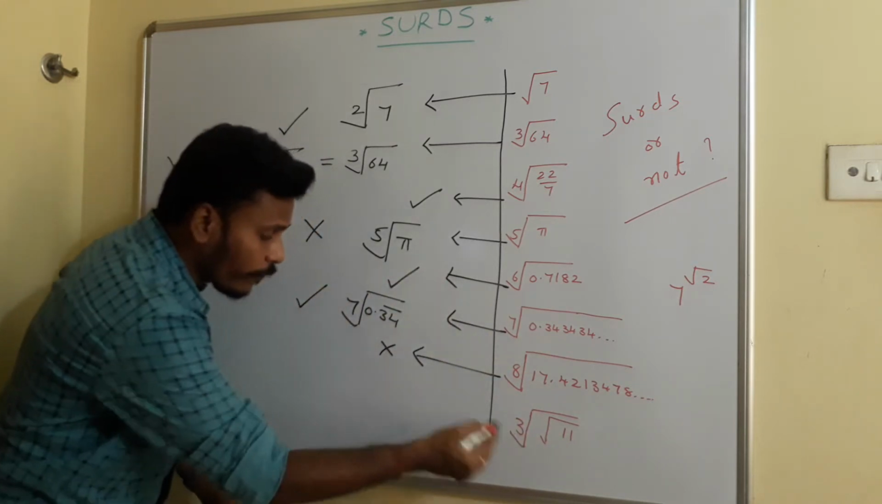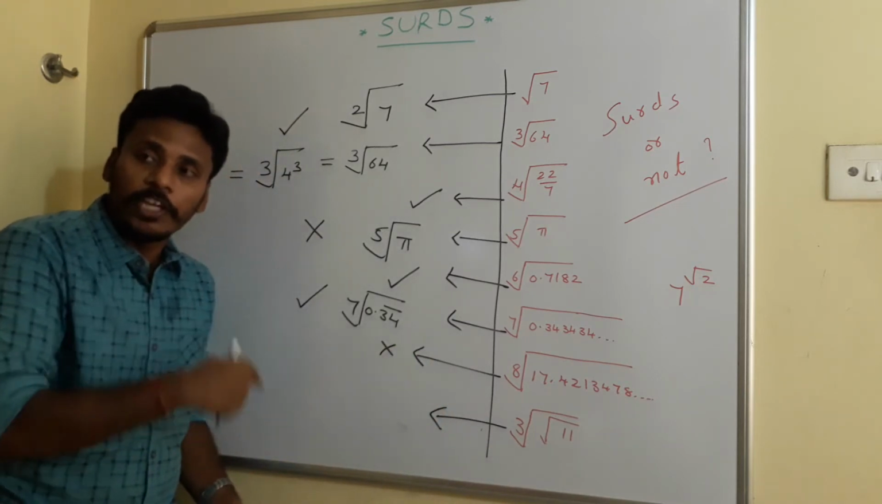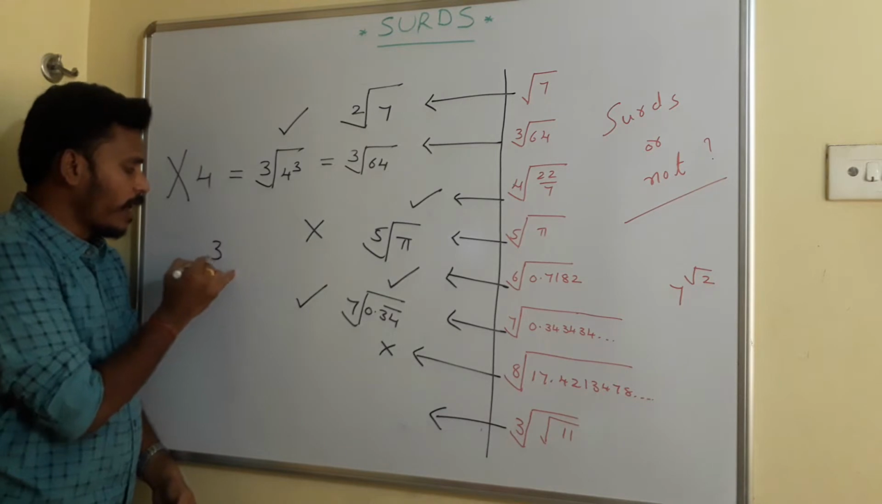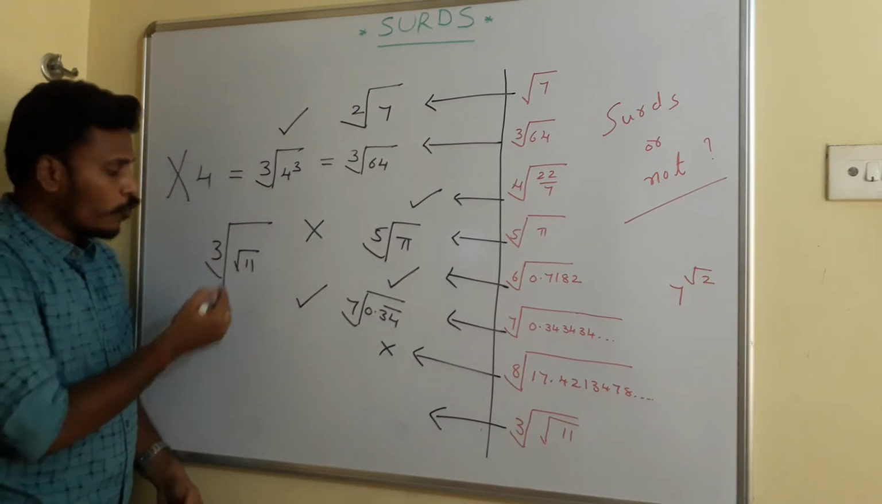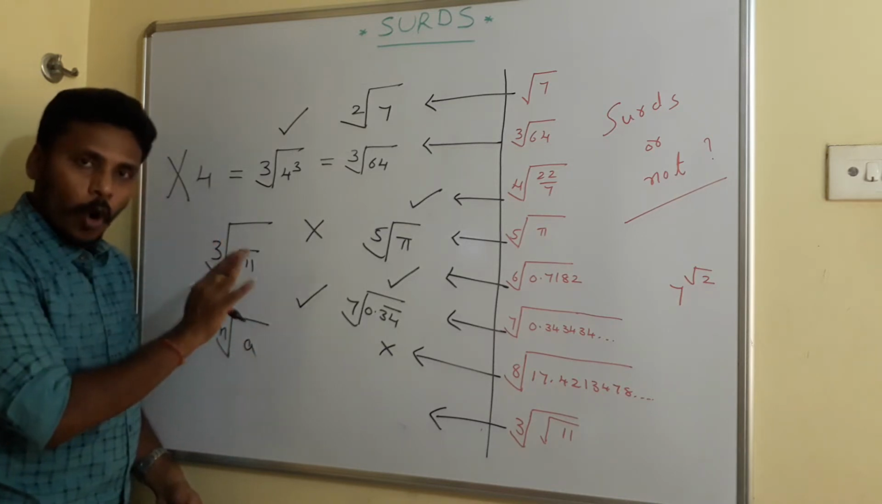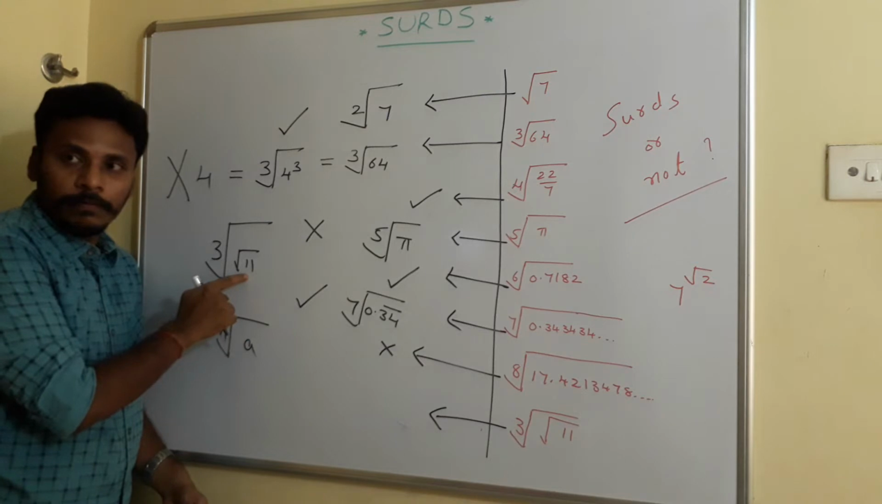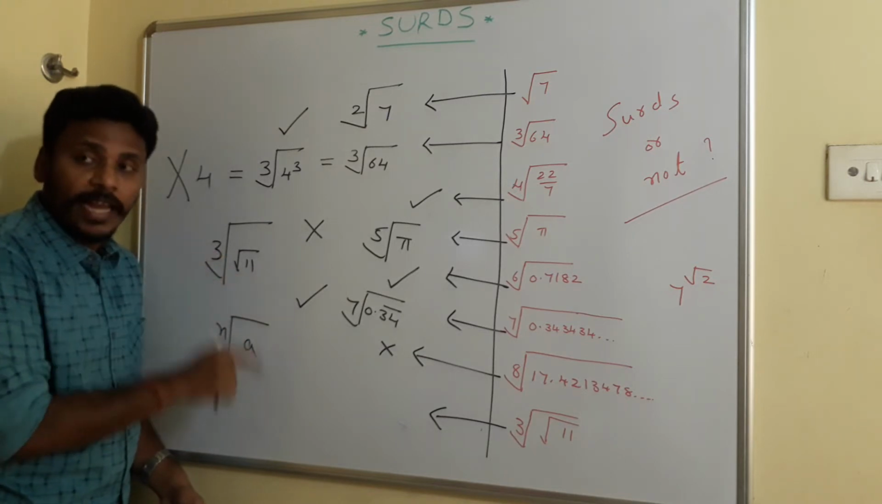See, if you say directly this is not a surd, but on further simplification it is a surd. So I am explaining here. I have this as cube root of square root of 11. If you compare it with our nth root of a, that n is 3, okay, but a is root 11. Root 11 is not rational, but to check, a should be rational.